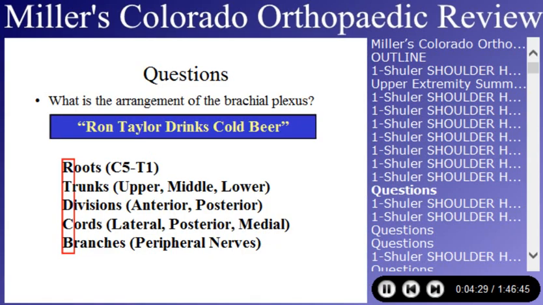What is the arrangement of the brachial plexus? Ron Taylor drinks cold beer. The roots, trunks, divisions, cords, and branches. Do not forget the cords are labeled in relationship to the axillary artery, lateral, posterior, or medial to it.